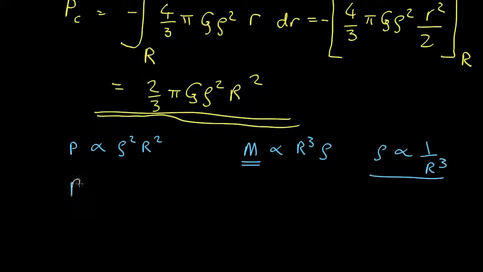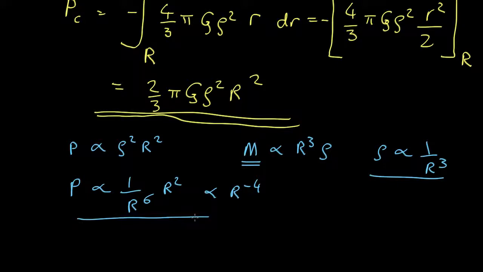So what this means is the central pressure is proportional to density squared, and density is proportional to 1 over r cubed, so that's 1 over r to the 6th times r squared. So that's proportional to r to the minus 4th power. So if you have a star of fixed mass, if you make it smaller, the pressure in the middle goes up enormously, the 4th power. So what this is telling us is the pressure in the middle of a white dwarf must be absolutely vastly greater than the pressure in the middle of the Sun.